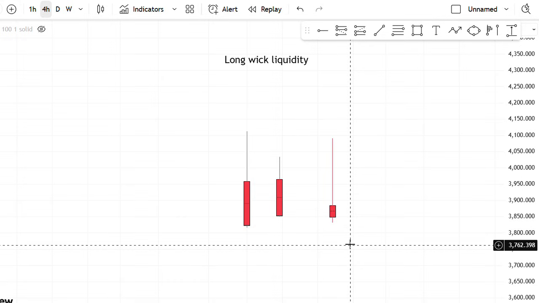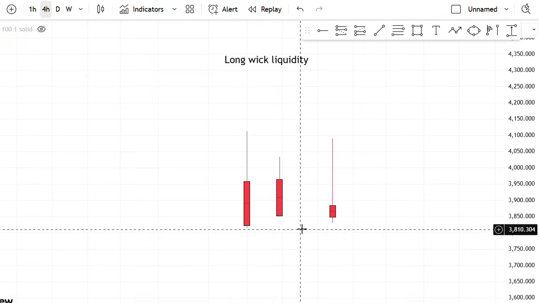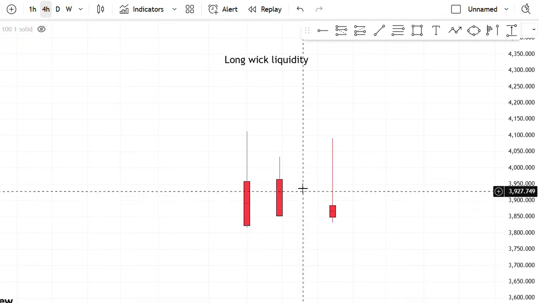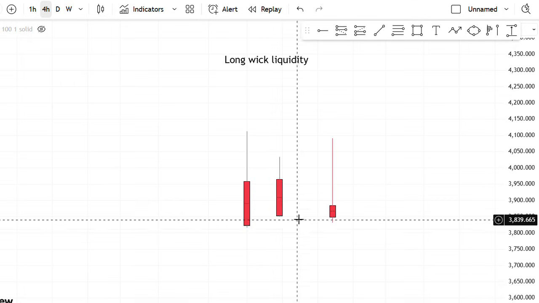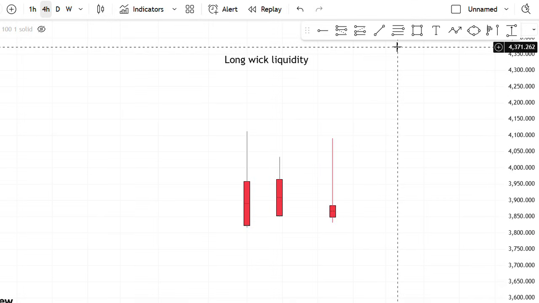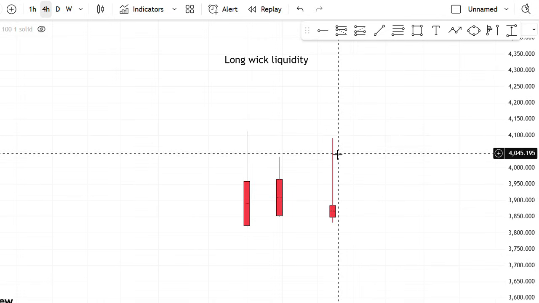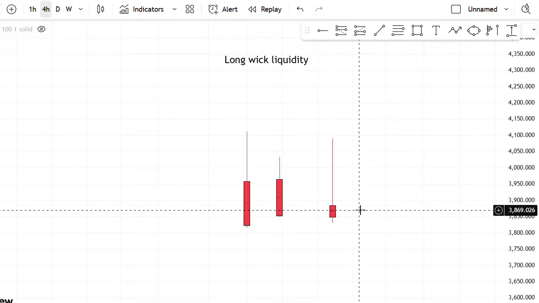But to clarify the misunderstanding you guys are having, this is not a long wick liquidity. Keep in mind that every wick you see in the market is not a long wick liquidity. For you to know a long wick liquidity, first of all, the wick should be longer than the body of the candle. That is what you should keep in mind. That is a long wick liquidity. Always keep that in mind.